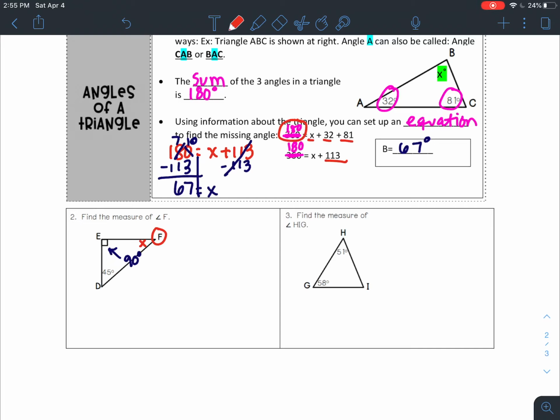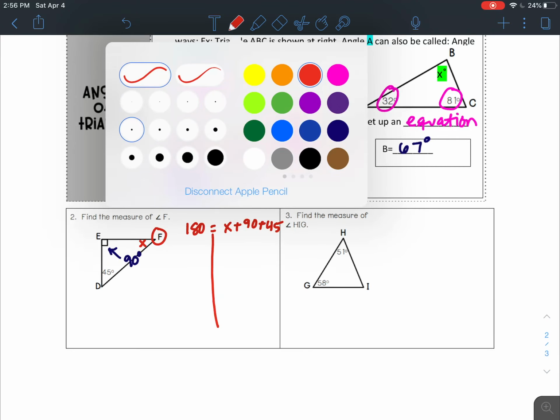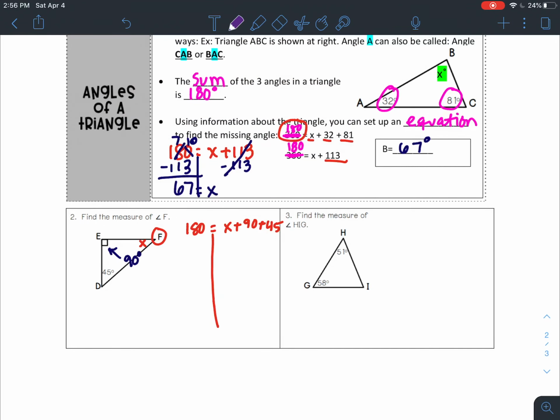So again, we can set it up. I know that the three angles equal to 180. So I have 180 is equal to x plus 90 plus 45. So let's combine our like terms there. 90 plus 45 gives us 135. So x plus 135 is equal to 180.